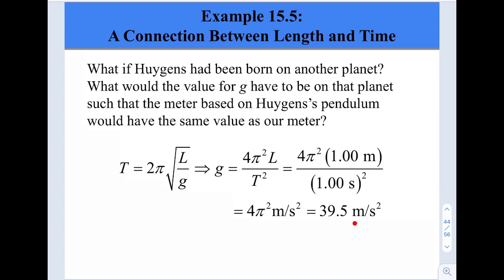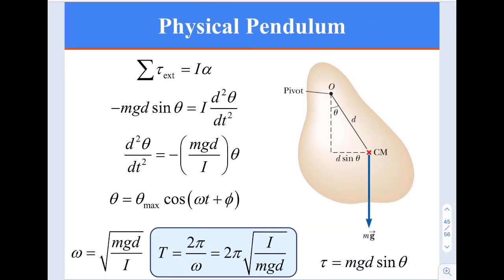If you see here, 39.5 meter per second squared, which is not logical. This is not logical. I don't think we have this amount of gravitational acceleration within any planet in our universe.